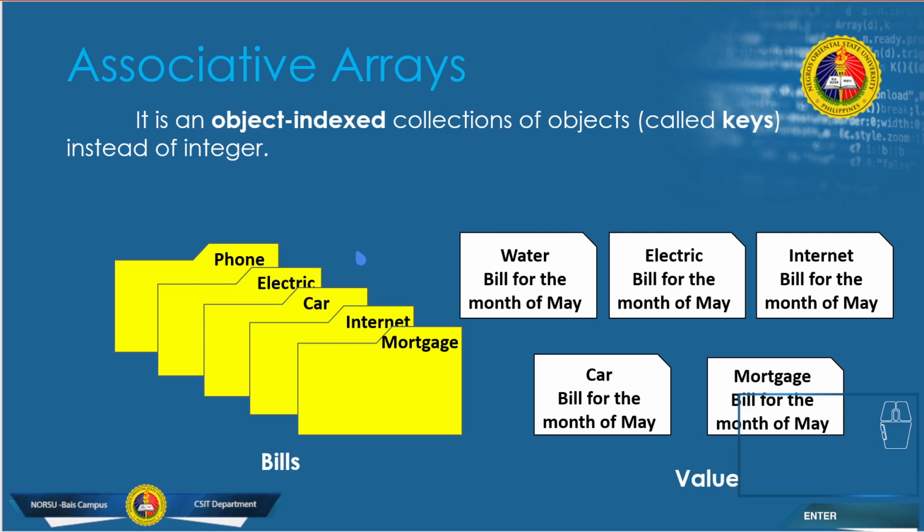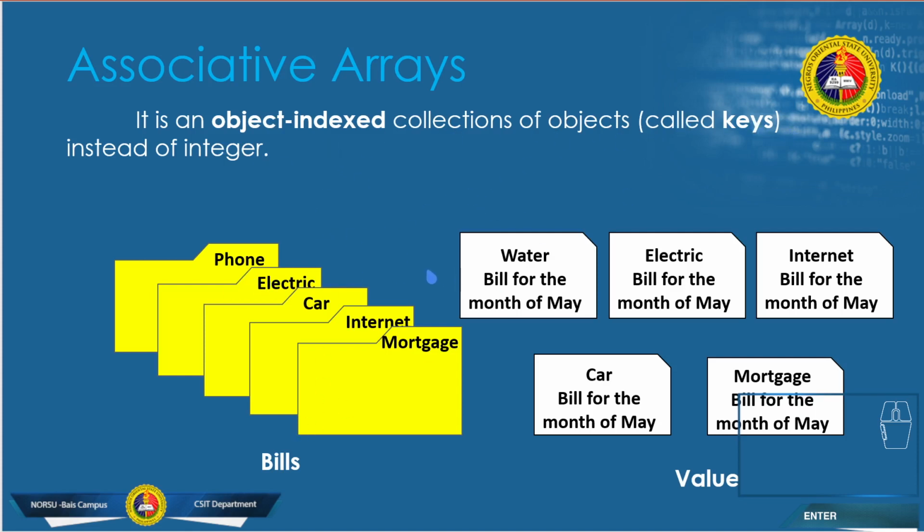Now, this time let's talk about associative arrays. It is a collection indexed by objects called keys instead of integers. Now, remember, gaina, sa index array, we label our folders with numbers, right? 1, 2, 3, 4, 5, 6. Diba? That is for index arrays. For associative arrays, however, we will index our, let's say, folders, kumbaga, with an object. So, in this case, they're called keys.